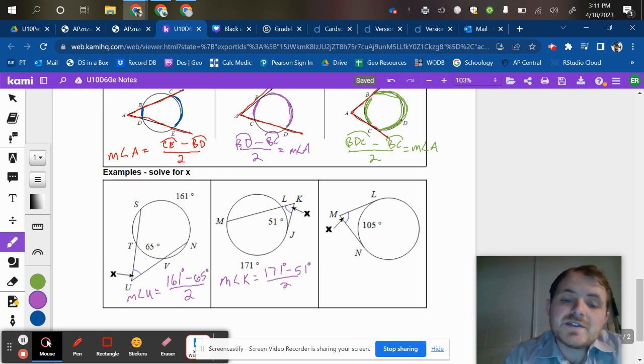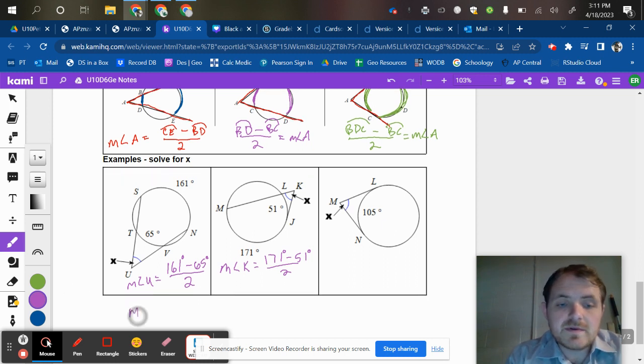So in this unit, as you're seeing, every situation, we're either keeping things the same or we're doing some variation of a division by 2. So for both those angles, the first one, angle U, gives you 48. The second angle K gives you 60.